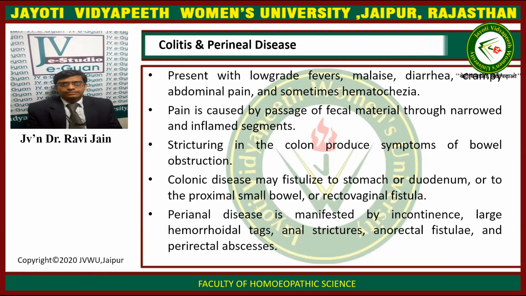Next one is colitis and perianal disease. It presents with low-grade fevers, malaise, and diarrhea. There can be crampy abdominal pain and sometimes hematochezia. The pain is caused by the passage of fecal matter through the narrowed and inflamed segments. There is stricturing of the colon that produces symptoms of bowel obstruction. Colonic disease may fistulize to the stomach, duodenum, proximal small bowel, or form a rectovaginal fistula. Perianal disease is manifested by incontinence, large hemorrhagic tags, anal strictures, anorectal fistulas, and perirectal abscesses.